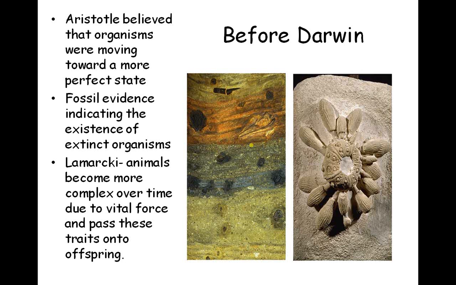So, even though we all associate Darwin with evolution, the whole idea of evolution has been talked about for centuries. Aristotle is one of the first to have a theory on record, and he believed that organisms were moving towards a more perfect state of being. And the most perfect state of being, of course, is one that's closest to God.